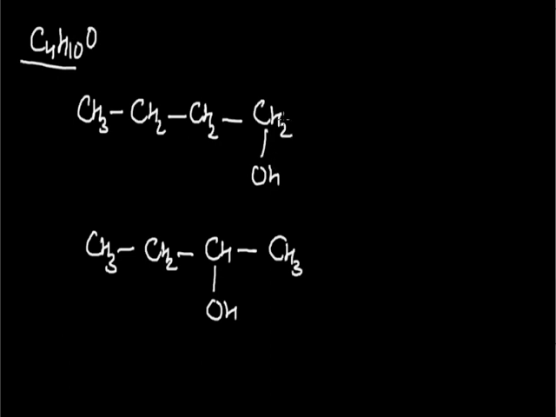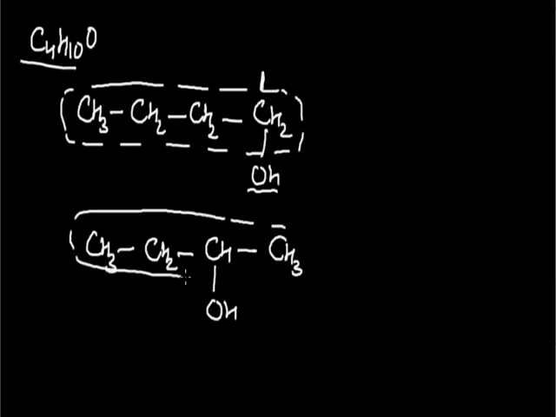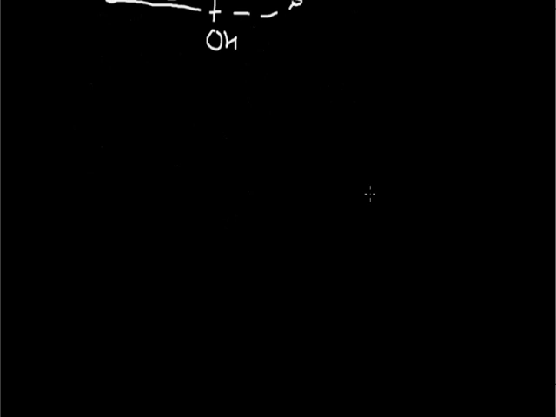For these two structures, the number of carbon atoms in the parent chain is the same, but the difference is that in the first structure, the alcohol OH functional group is connected to the first carbon atom, while in the second structure, it is connected to the second carbon atom. So these two structures have a different position of functional group, and a different position of functional group can also be counted as position isomers. So these two are again an example of position isomers.